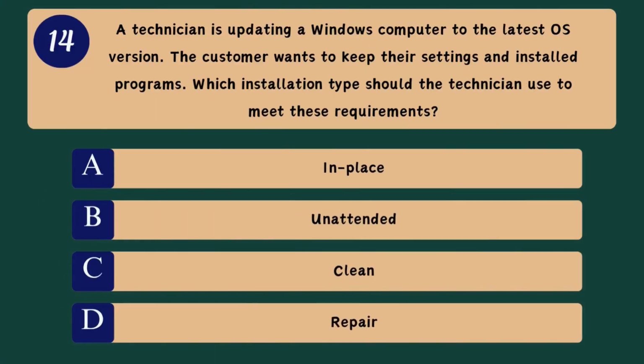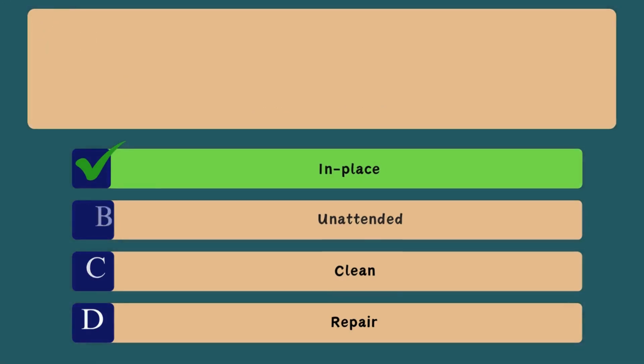Question 14. A technician is updating a Windows computer to the latest OS version. The customer wants to keep their settings and installed programs. Which installation type should the technician use to meet these requirements? A. In place. B. Unattended. C. Clean. D. Repair. Correct answer, A. In place.